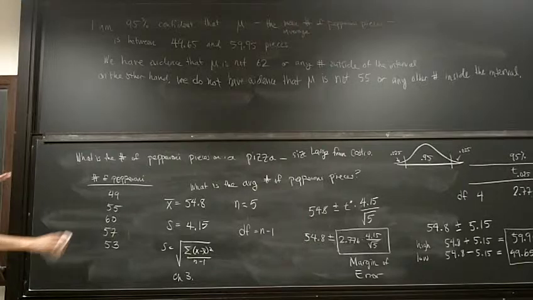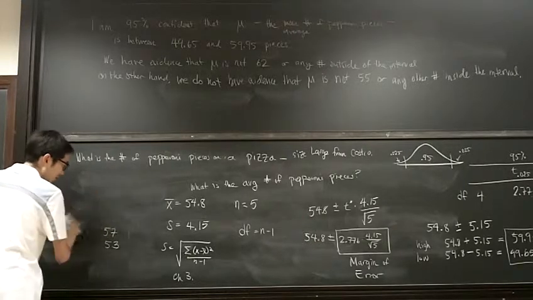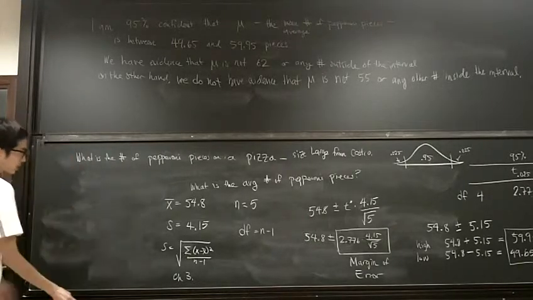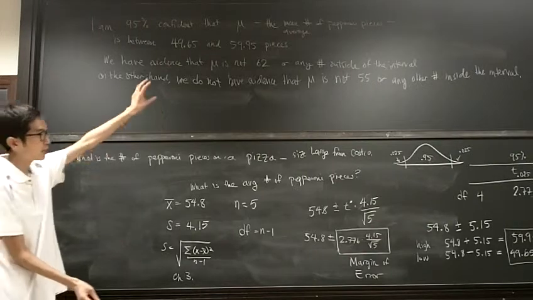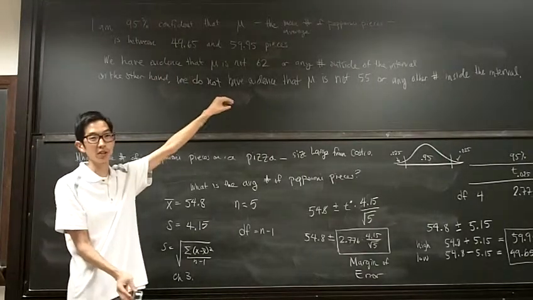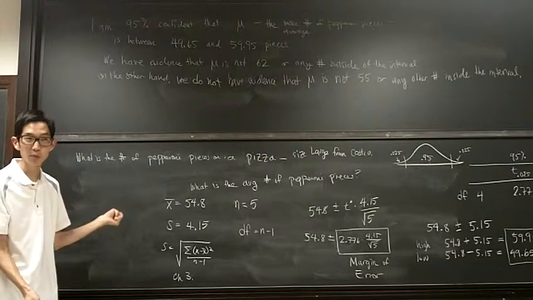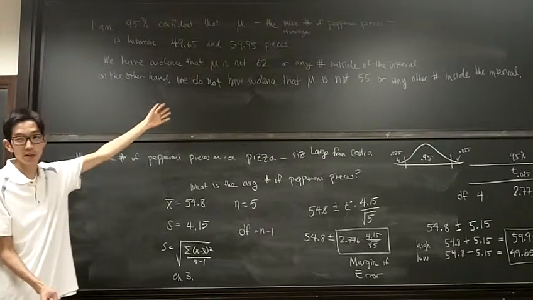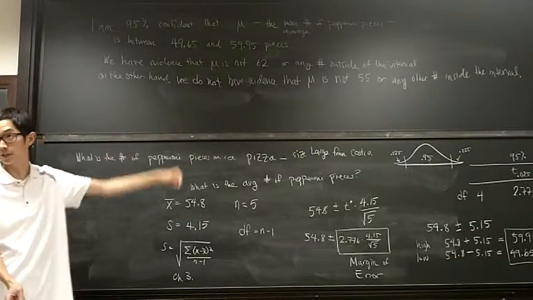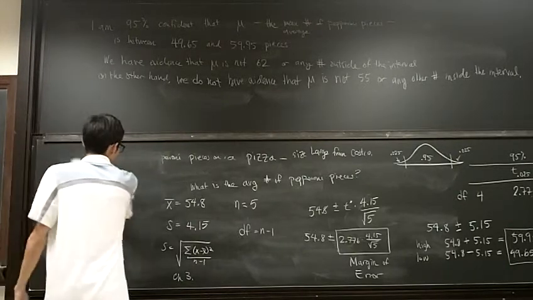All right, so that was a confidence interval. We've observed a sample, and based on the sample, we're making a statement about the population. In this case, we observed a sample mean, and based on our sample mean, we're making a statement about the population mean, or the population average.